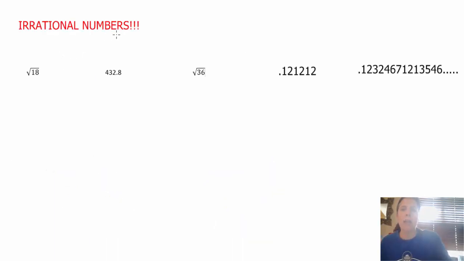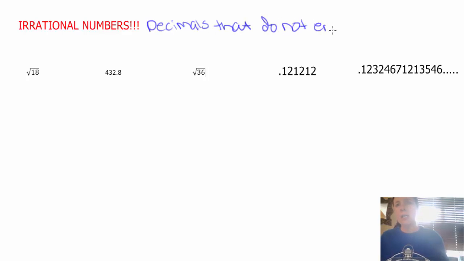Okay, moving on. Irrational numbers. We've dealt with rational numbers. Rational numbers are numbers that are nice and neat. They have a decimal, but they either terminate, which means they end, like 0.25, or they repeat, like 0.33333. So irrational numbers, what's a good definition? I'm just going to say decimals that do not end or repeat.